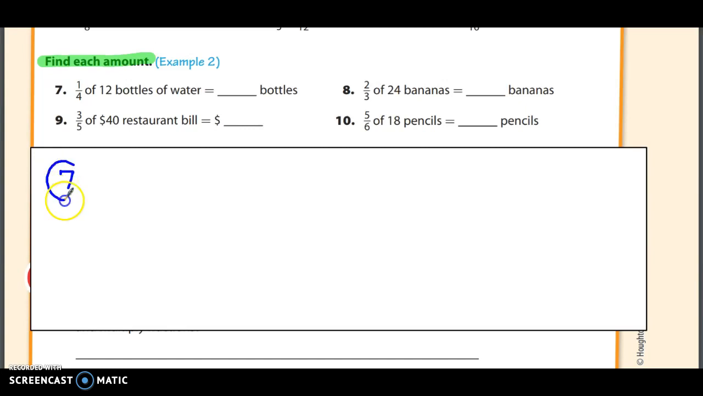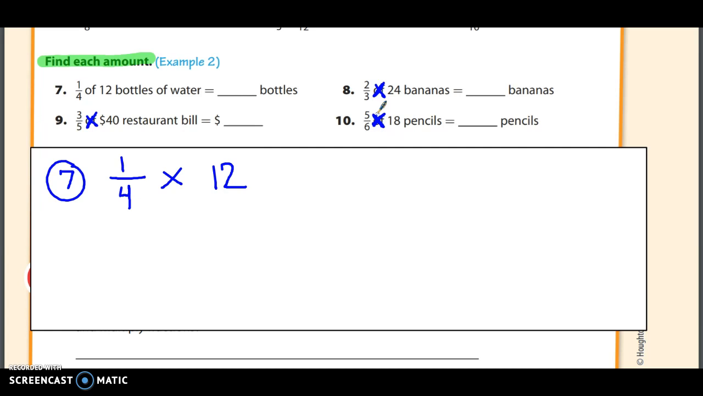So number 7 is 1/4 of 12 water bottles. And what you may or may not know is that "of" in this setting means to multiply. 1/4 of 12 is the same thing as 1/4 times 12. So right off the bat, when you see that in a word problem, we could go through now. Instead of on number 8 finding 2/3 of 24, we're going to do 2/3 times 24. We're going to do 3/4 times 40. We're going to do 5/6 times 18.